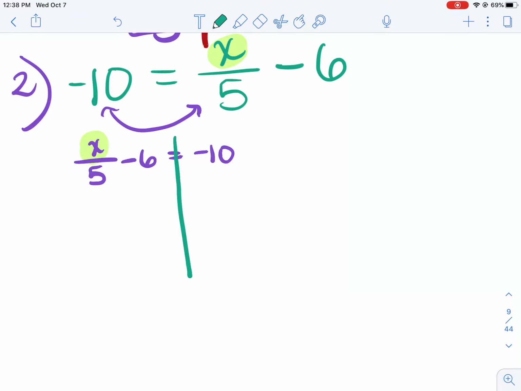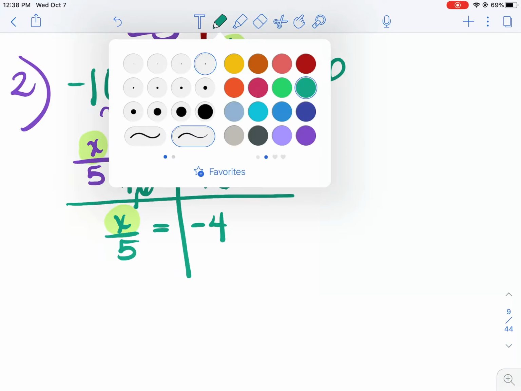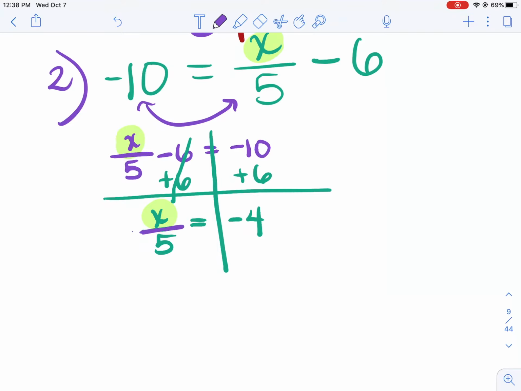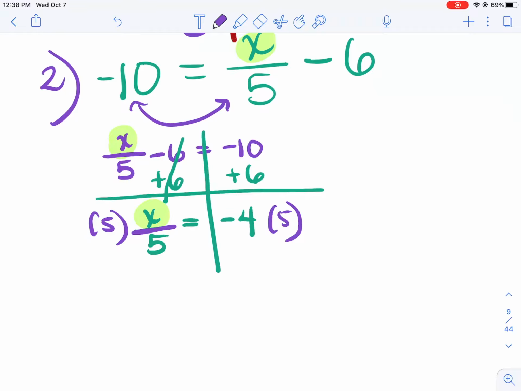Again, we want to think backwards. Any addition or subtraction, we want to do first. The opposite of -6 would be +6, so I'm going to add 6 here and 6 here. These cancel. x over 5 equals -4. And then here's my x right here. The opposite of dividing by 5 would be multiplying by 5, so I'm going to multiply both sides by 5. Those cancel. x equals -20.